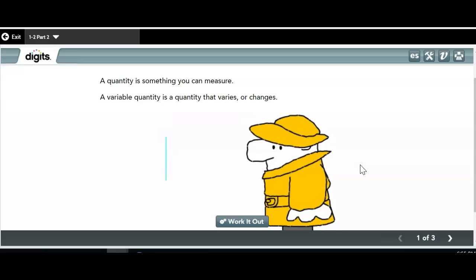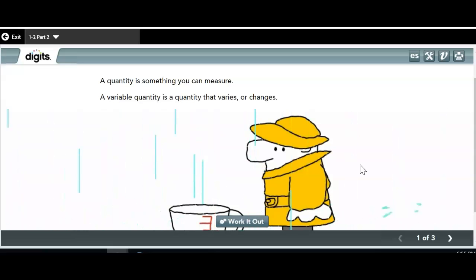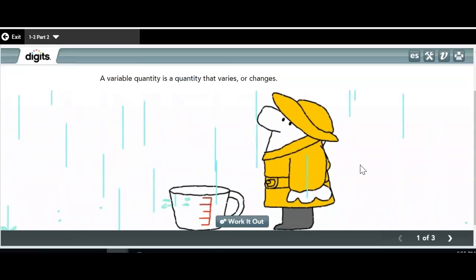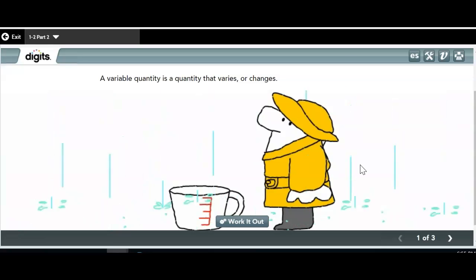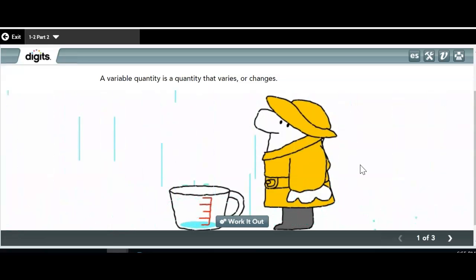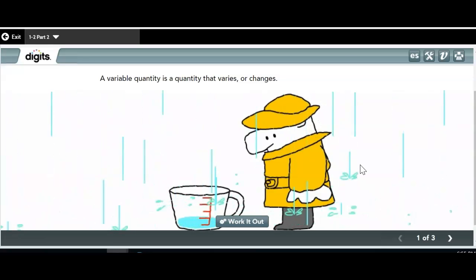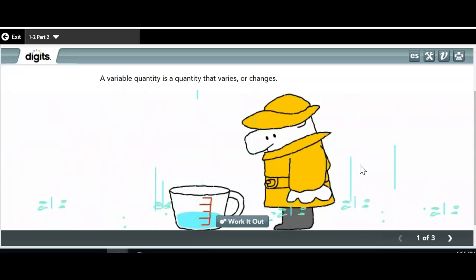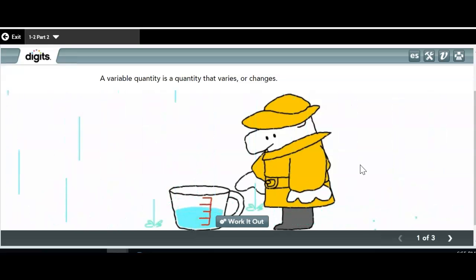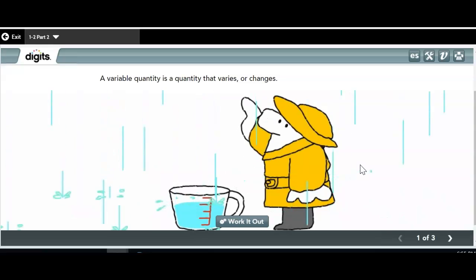A quantity is something you can measure, like how many inches of rain will fall right here during this storm. I can measure it as soon as it stops raining. A variable quantity is a quantity that varies or changes, like how much it will rain here for a whole year. That amount will change from year to year and even from day to day. Quantity, variable quantity.